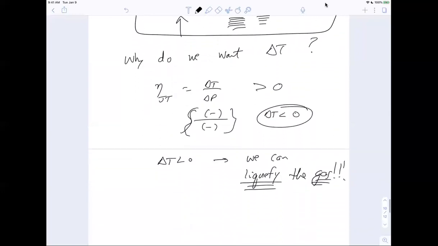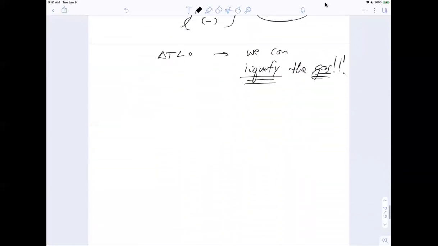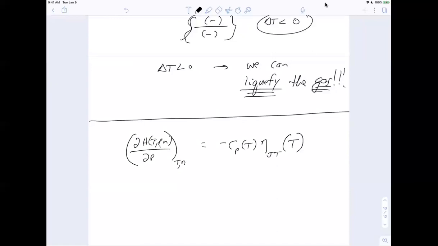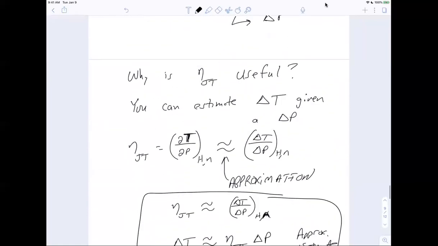All right, so now I'm going to continue. So great, now we know. We used a particular process to get at this guy, the partial of H with respect to pressure at constant temperature. And we saw that this is just minus Cp of T times the Joule-Thomson coefficient. And now I'm going to introduce the fact that the Joule-Thomson coefficient is indeed a function of temperature.